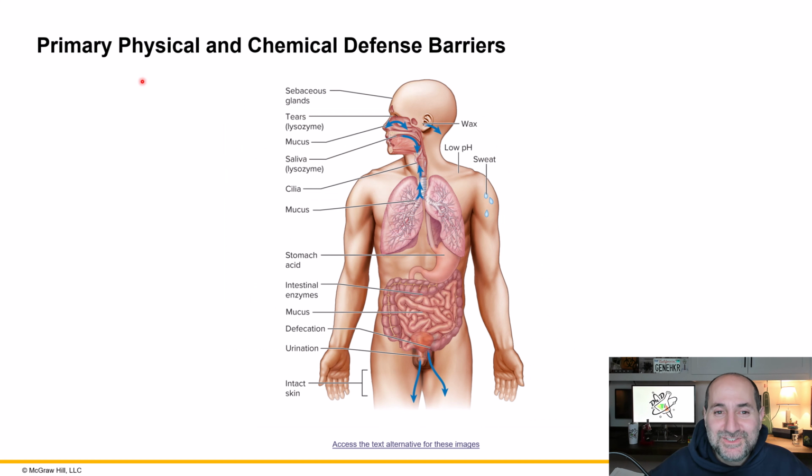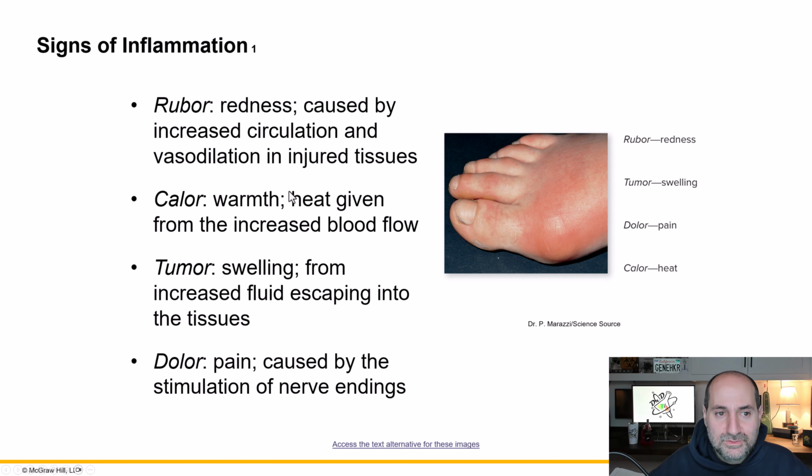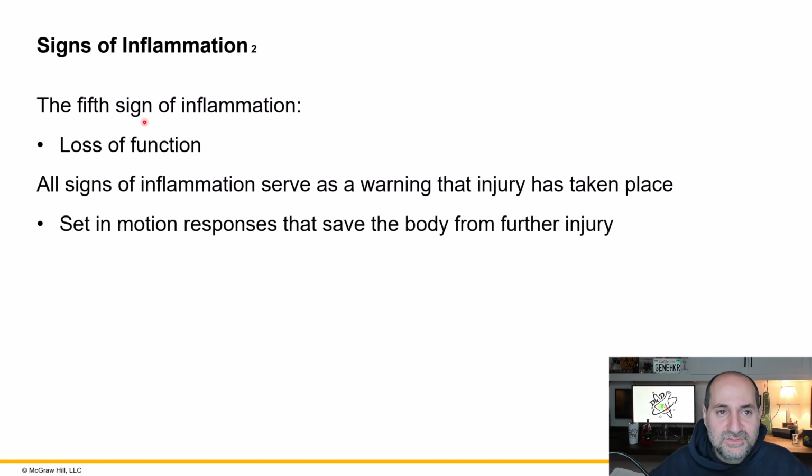All right, you should know these different primary physical and chemical defense barriers against microorganisms. Remember, inflammatory response, we need to know these Latin terms: rubor, calor, tumor, dolor. So remember these terms: rubor, redness; calor, warmth; tumor, swelling; and dolor, pain. And then remember the 5th sign of inflammation: loss of function.